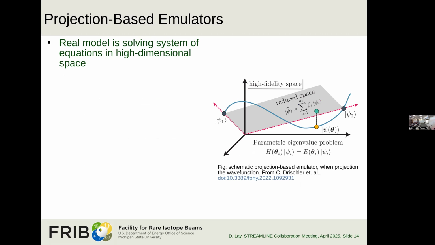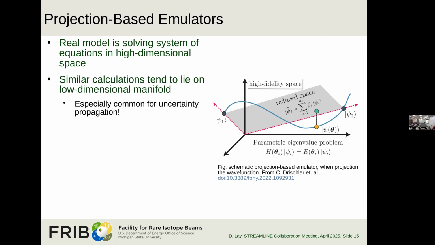So one way to understand the sorts of emulators we are thinking about is as projection-based emulators. You can imagine solving your HFB equations as solving equations of motion in a very high dimensional space. What you find with similar calculations is that the motion actually takes place in a low dimensional submanifold of this high dimensional space. So in this figure here, maybe you're solving this parametric eigenvalue problem, and you're solving it in a 3-component wave function, but perhaps the wave function really only varies within this gray plane here. This is especially common when you're doing things like uncertainty quantification, uncertainty propagation, where you're repeating calculations in a well-constrained parameter region.